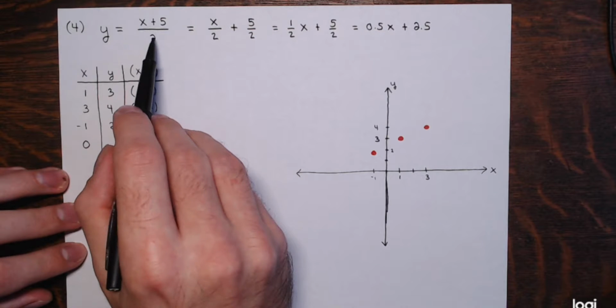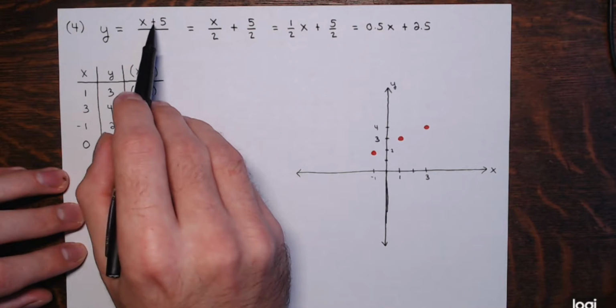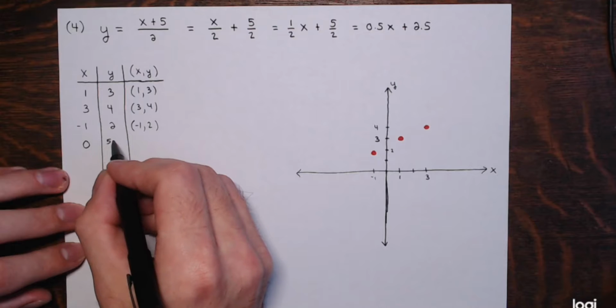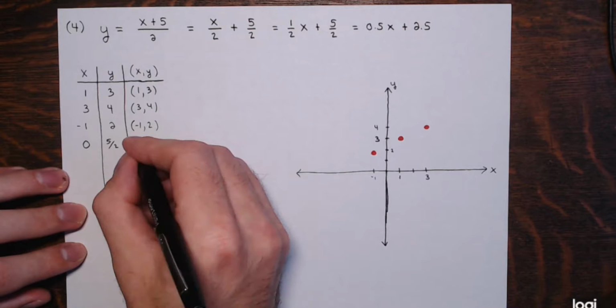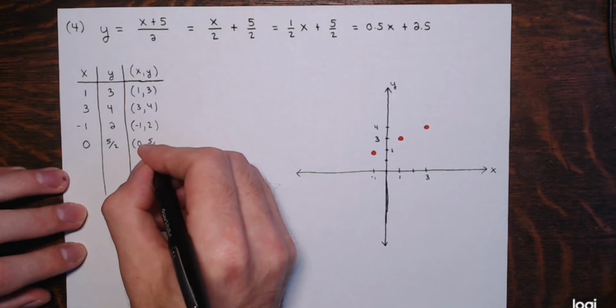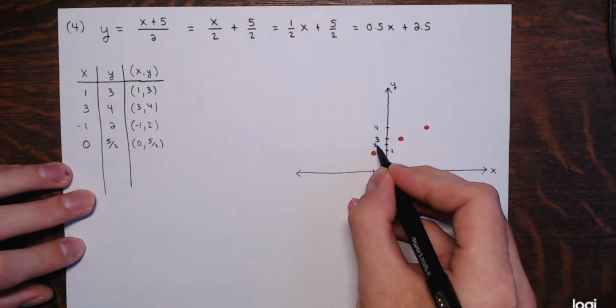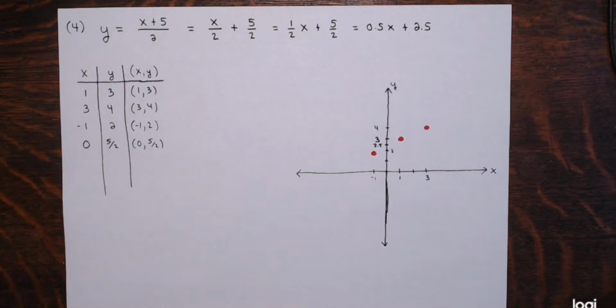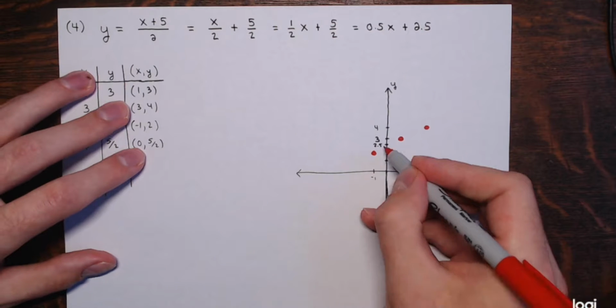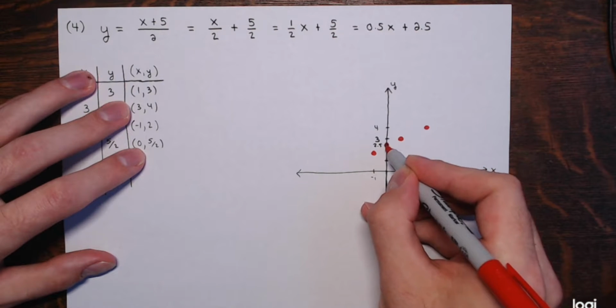So this is going to be a fraction here. 0 plus 5 is 5. 5 divided by 2 is 5 halves, or 2.5. So we have 0 for x, and then 5 halves, or 2.5. That'd be here, 2.5 on the y-axis. So 0 for x, 2.5 for y. We're on the y-axis. There we go.